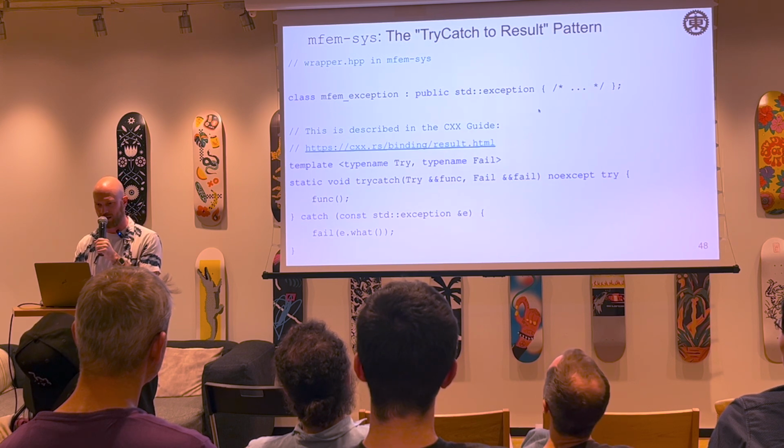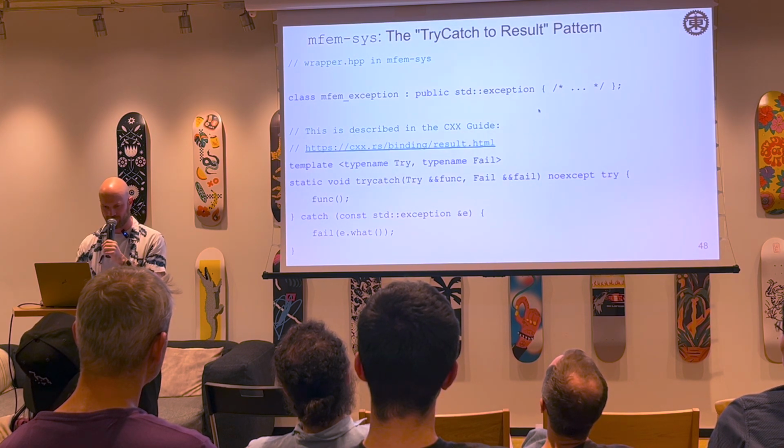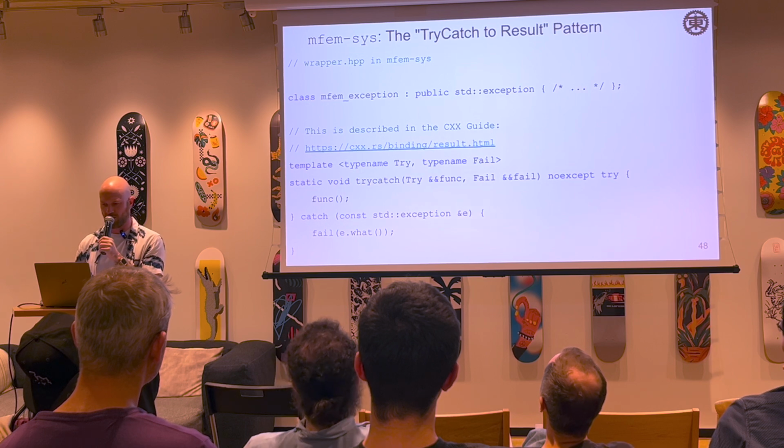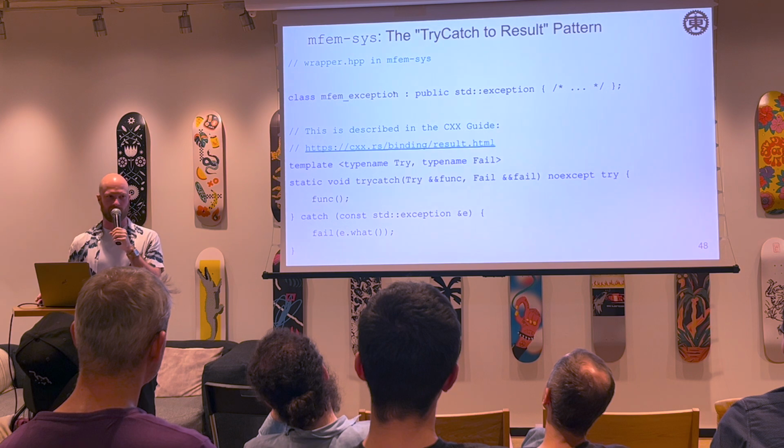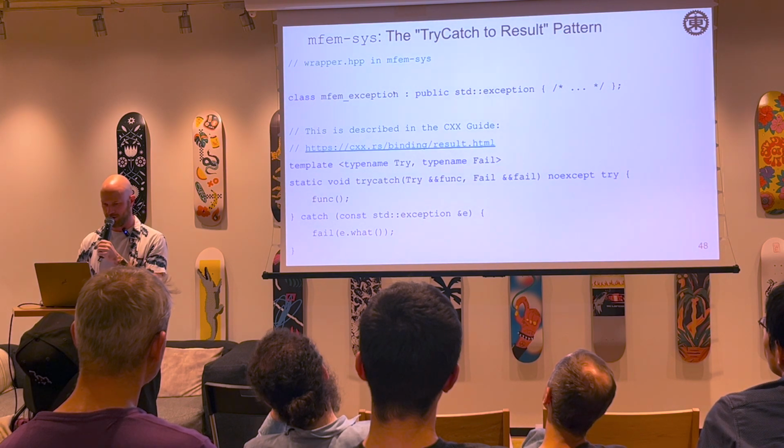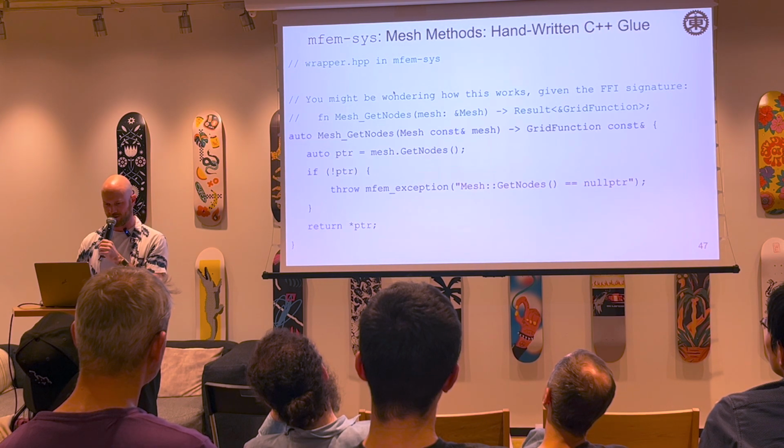This is provided by CXX again. This is the pattern. If you want to use this pattern, and you probably should, then you can just read about it in the manual. There's nothing tricky going on. I'm just defining my own MFEM exception type, and that's what is being thrown here.